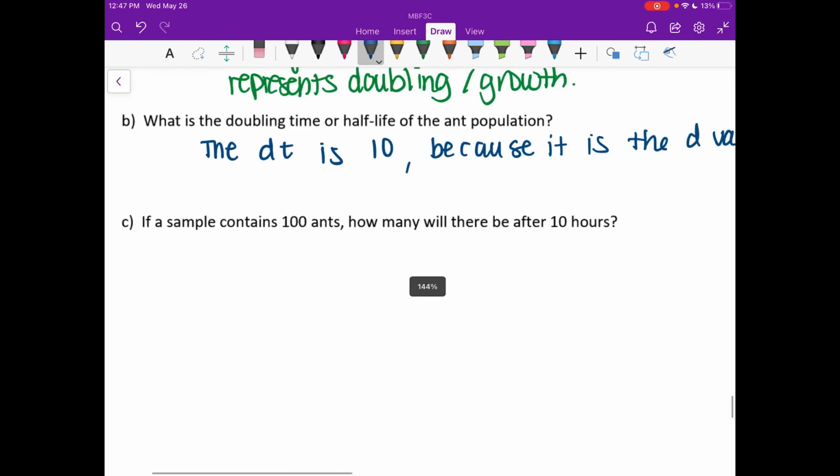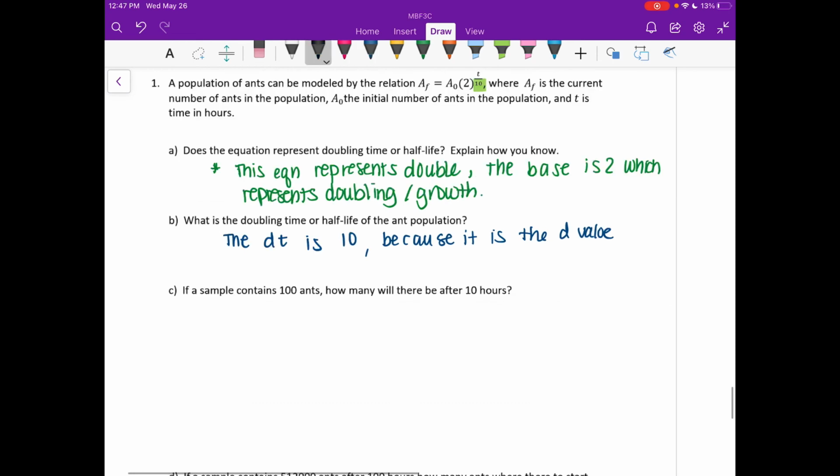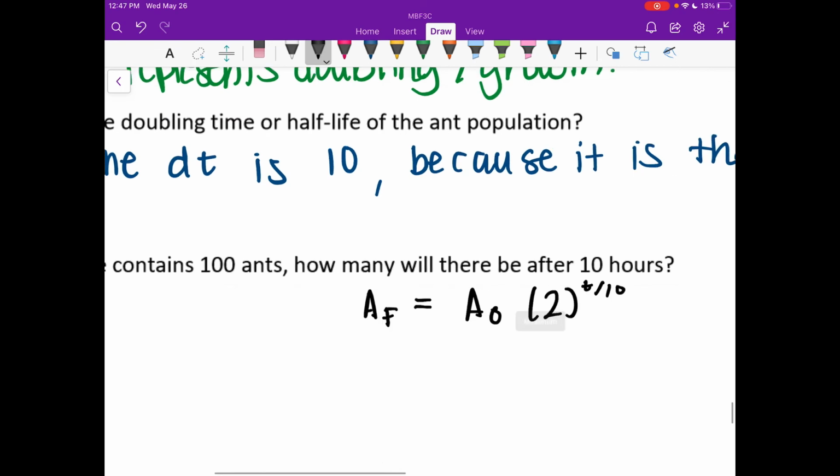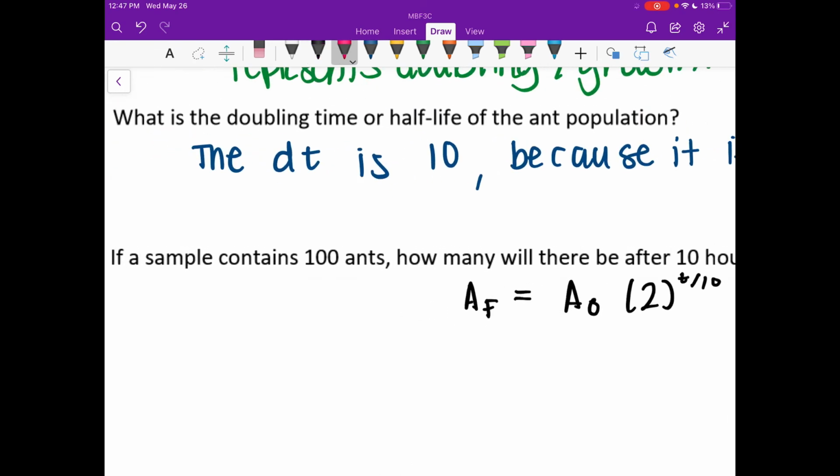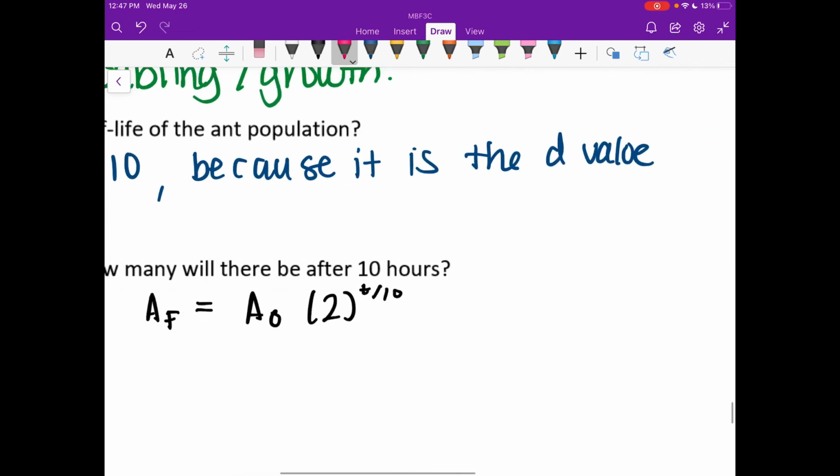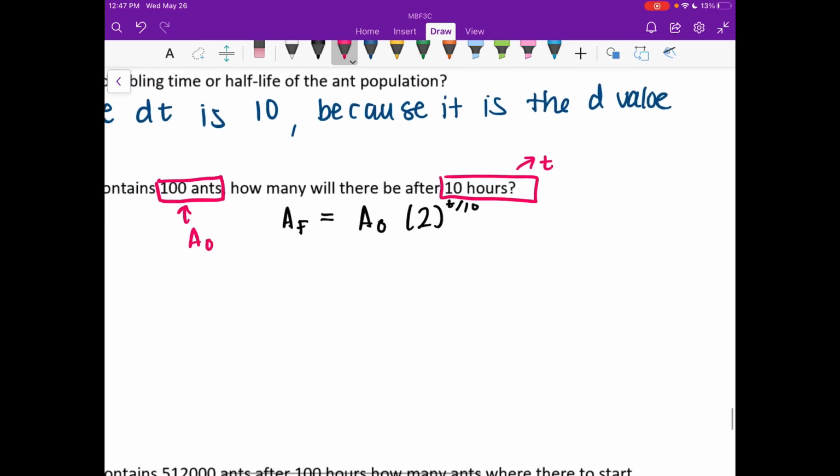So let's go in and use our formula and fill it out. So I have AF is equal to A naught times 2 to the power of T over 10, right? Let's go label in what each of these is. 100 ants represents AO, right? That's how much I'm starting off with. And the 10 hours represents T. So let's go sub in those numbers.